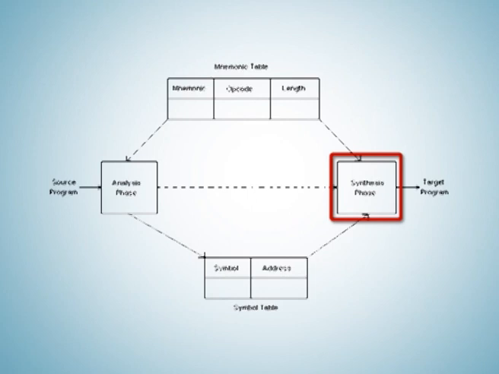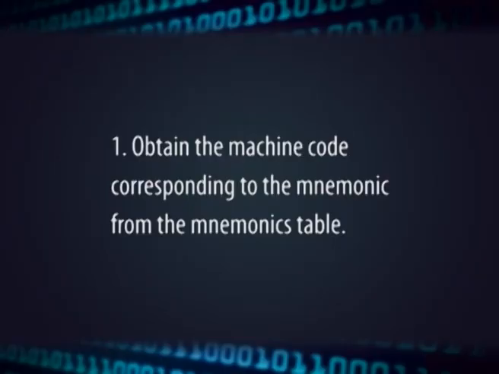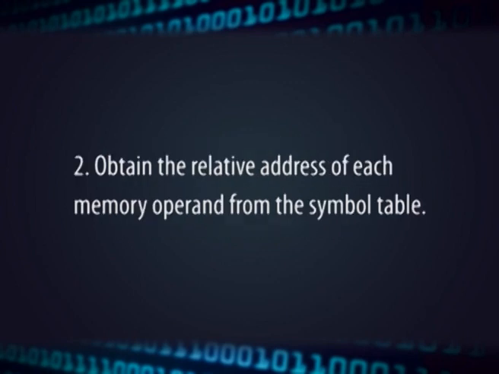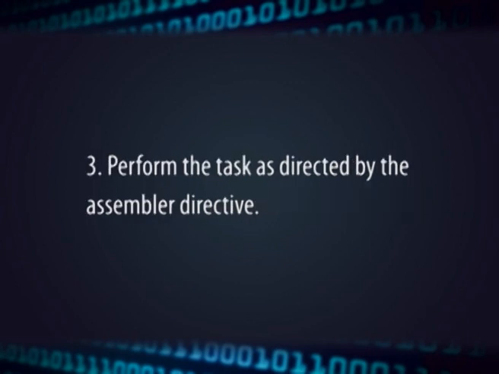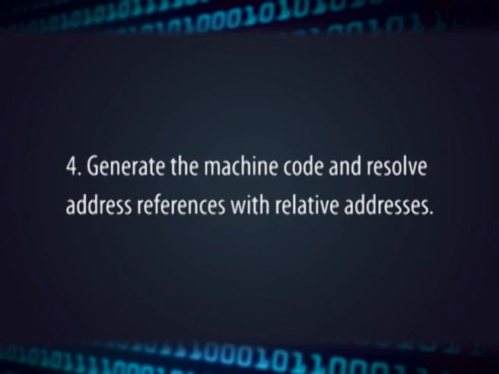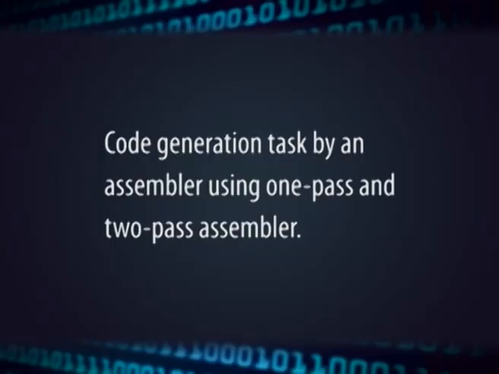In the second pass, the assembler does the following tasks for the synthesis of the machine code. First, obtain the machine code corresponding to the mnemonic from the mnemonics table. Second, obtain the relative address of each memory operand from the symbol table. Third, perform the task as directed by the assembler directive. Fourth, generate the machine code and resolve address references with the relative addresses. So, this is all about the code generation task by an assembler using 1-pass and 2-pass assemblers.